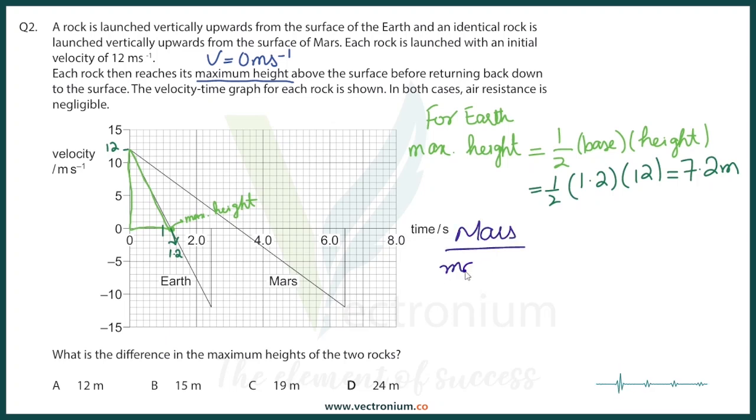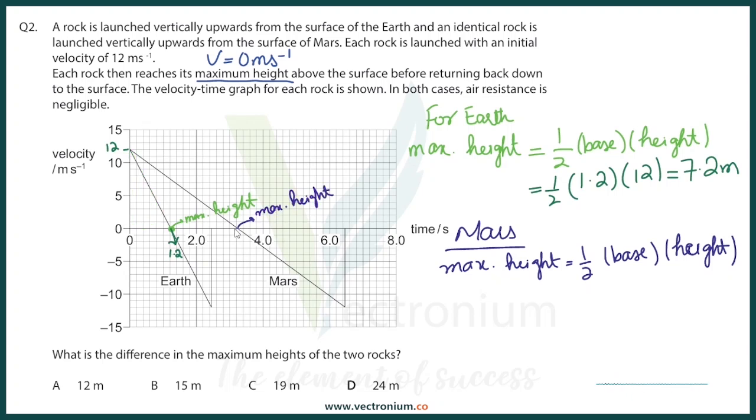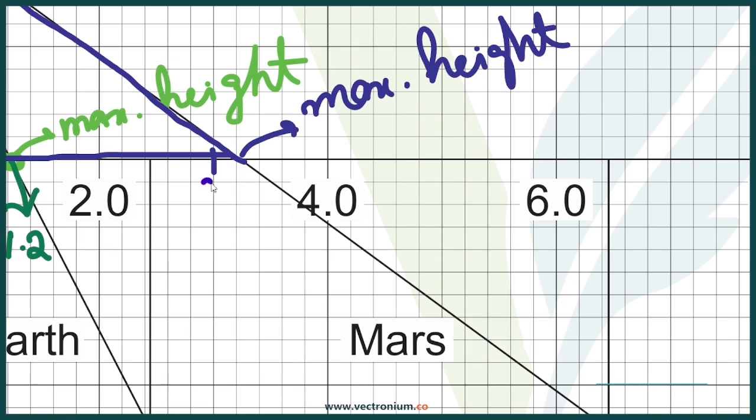Right, so maximum height is half into base times height. Right, और maximum height पर velocity 0 होती है, यहाँ पर velocity 0 है. So it is maximum height for Mars. Alright, so now we have to calculate the area of this triangle. Right, so half, here base is 3.2.